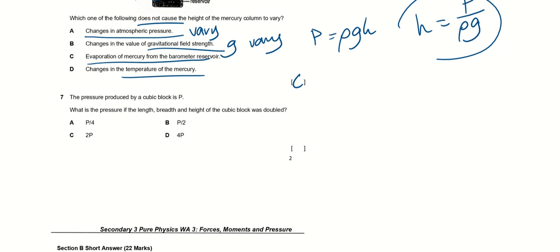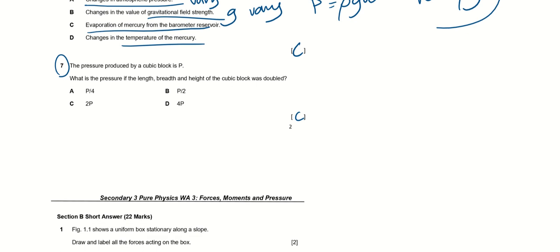Okay, question 7, the pressure produced by a cubic block is P. What's the pressure if the length, breadth, and height, so all three dimensions, are doubled? So we actually did this in our notes. You can refer to it, but the answer is C. Okay, because the weight is multiplied by 8 times, and the area is actually 4 times.